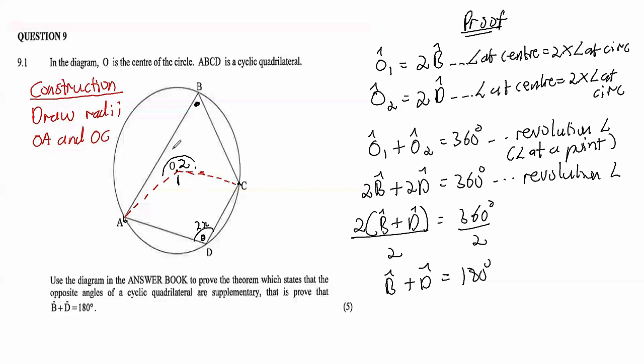But if angle B and angle D give us 180 degrees, we have just proven the theorem that states that the opposite angles of a cyclic quad will always be supplementary. By supplementary, we mean that they will add up to 180 degrees. Hence, we were asked to prove that angle B plus angle D will amount to 180 degrees. And that's how you go about proving that theorem there.